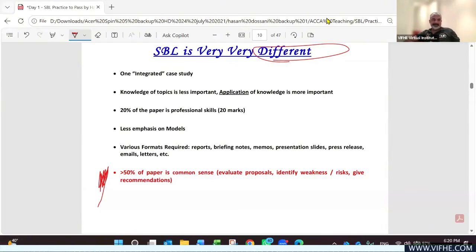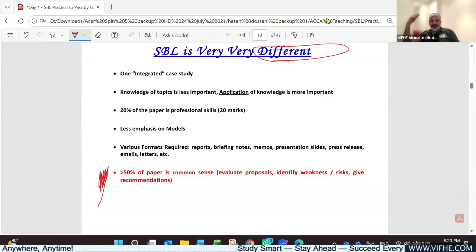Do you know what percentage is common sense questions in your exam? More than 50%. So whether you like it or don't like it, or whether you are good at it or not good at it, doesn't matter. More than 50% is common sense. So even if you are weak at it, you have to become good at it. You don't have an option, right?